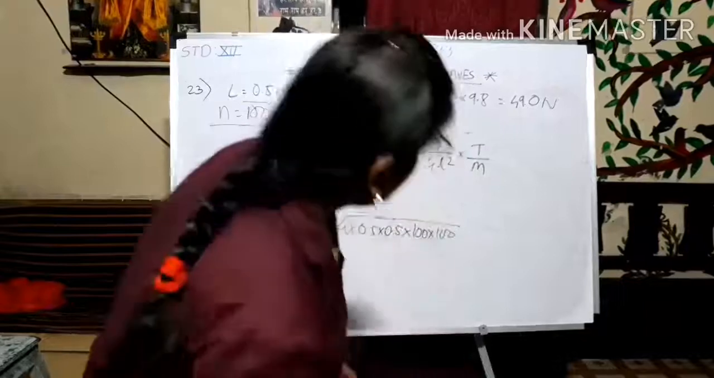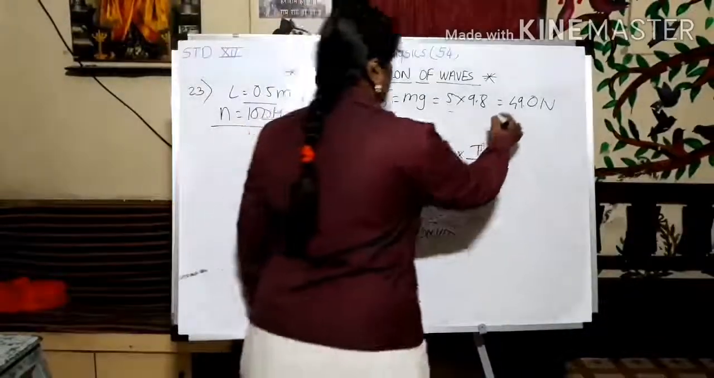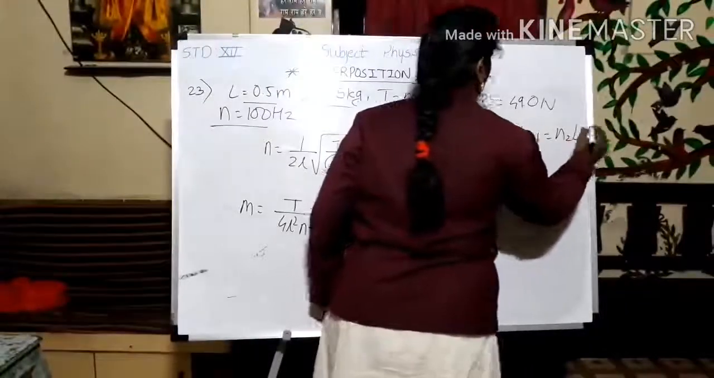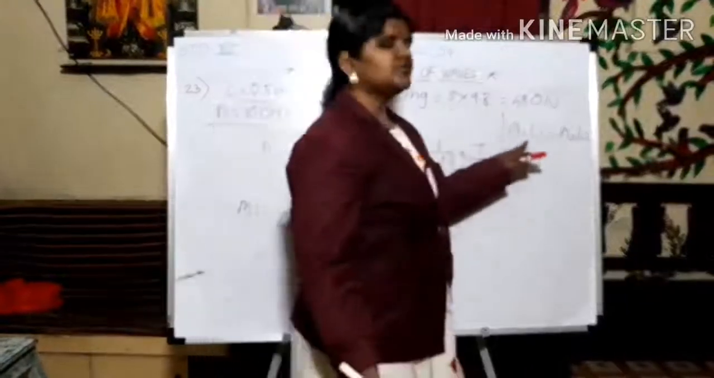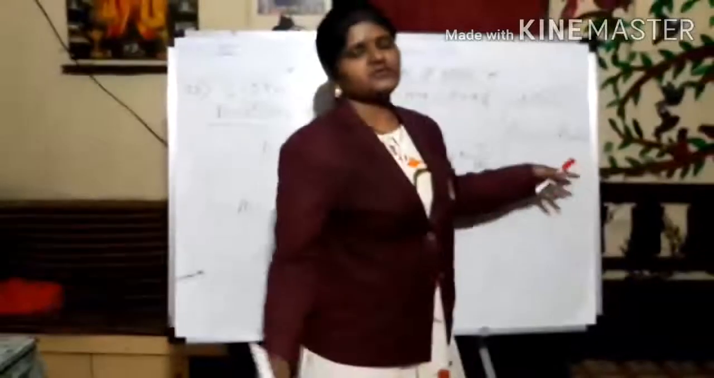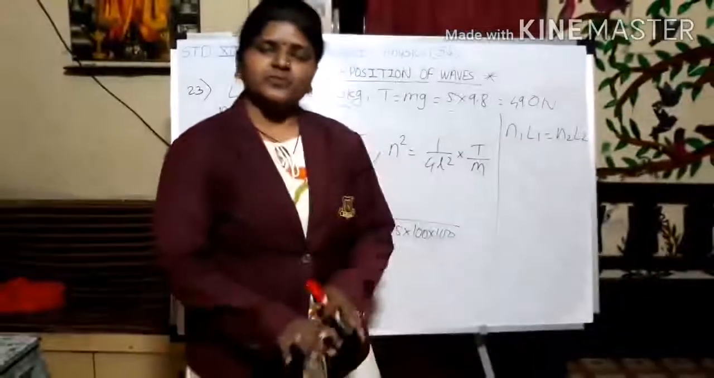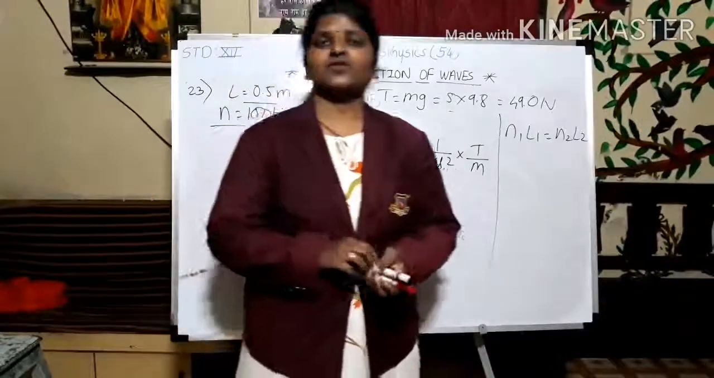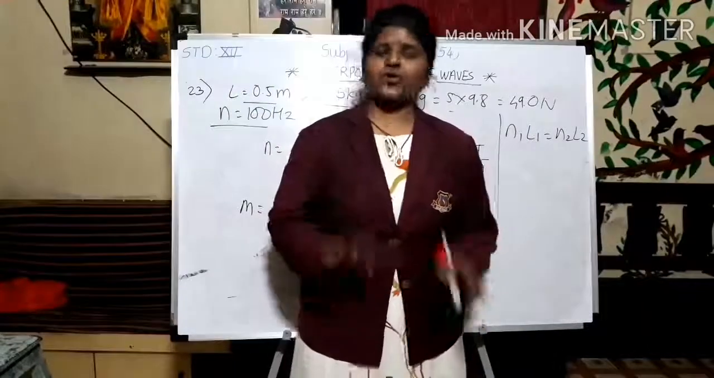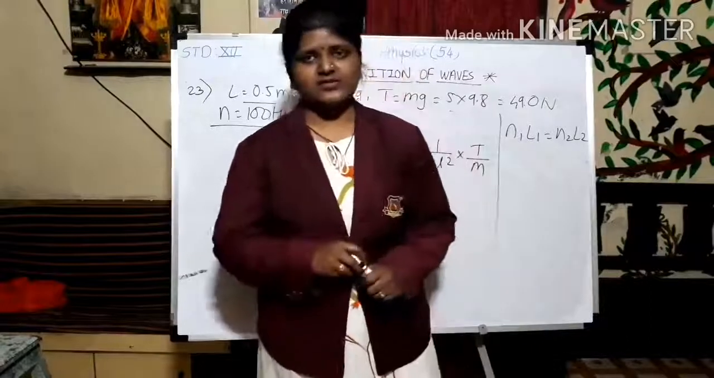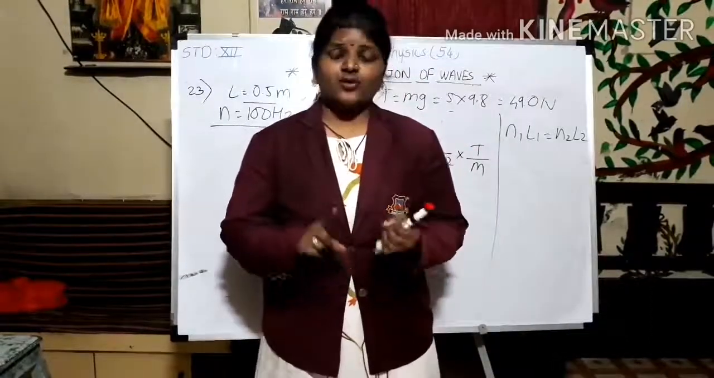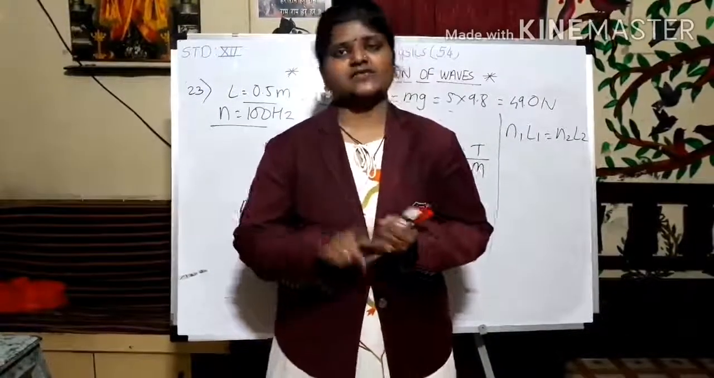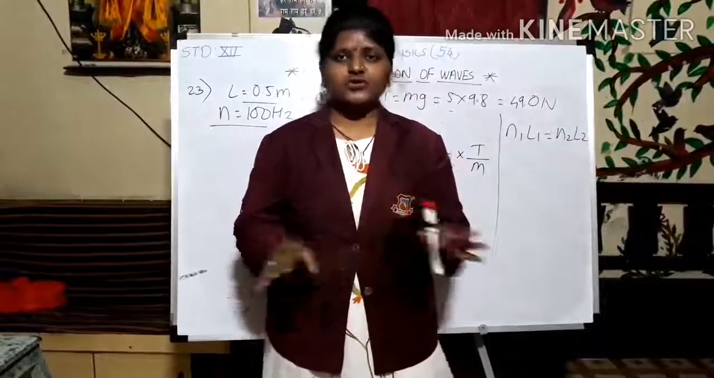Easy one. Which kind of law can you apply? This law. N1 is given, N2 is given, L1 is given. You can find out L2. Easier one. So in this way we have solved almost all the examples which are there in your exercise. So you are able to solve solved examples as well as unsolved. I have given you all the solutions.